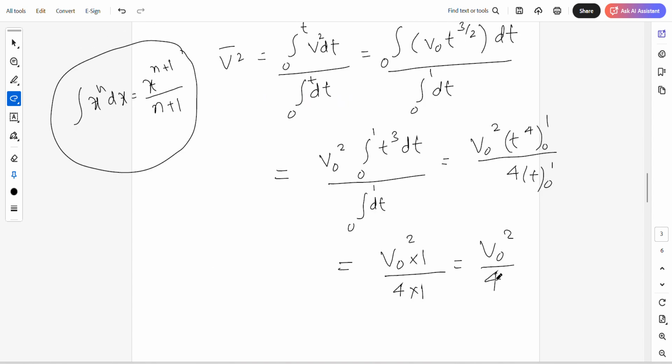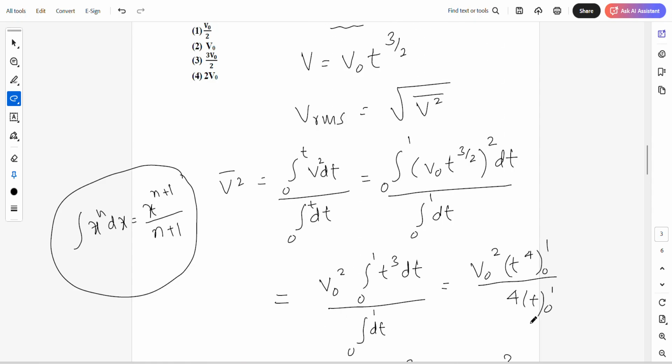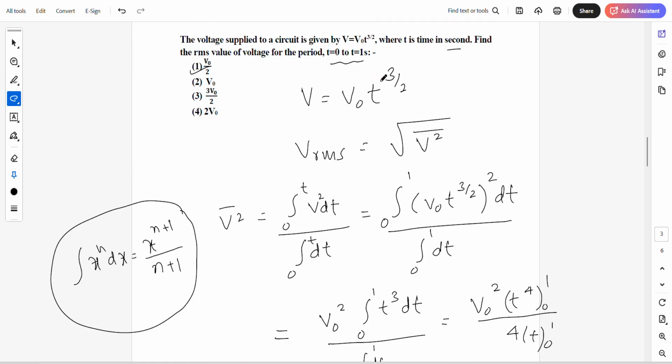Now what is the RMS value? The RMS value of the voltage is nothing but our effective value, which is the square root of the average of the square of voltage. How much did we get? Square root of v naught square by 4, that is nothing but v naught by 2. V naught by 2 is the right answer. Hope you understood this. That is the RMS value of the voltage for the period t equal to 0 to 1 second.